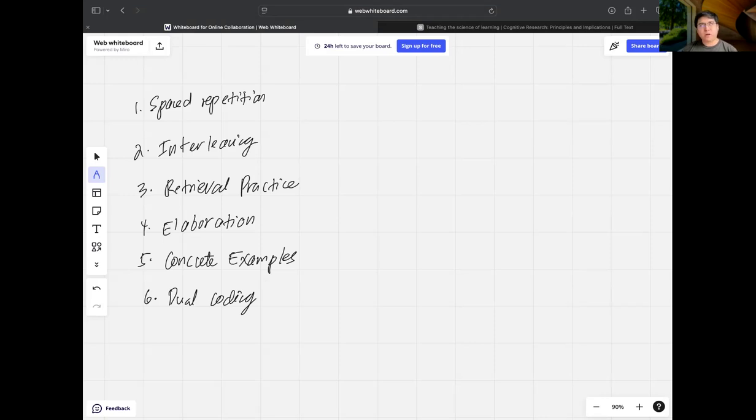Now contrast this with what students typically do, like in school, which is what they call mass practice. So this is when you cram for an exam. So let's say you have an exam tomorrow, and then you cram everything. You try to learn everything for that exam. So according to research, this could lead to good performance in the exam. However, this does not support long-term storage of that information.